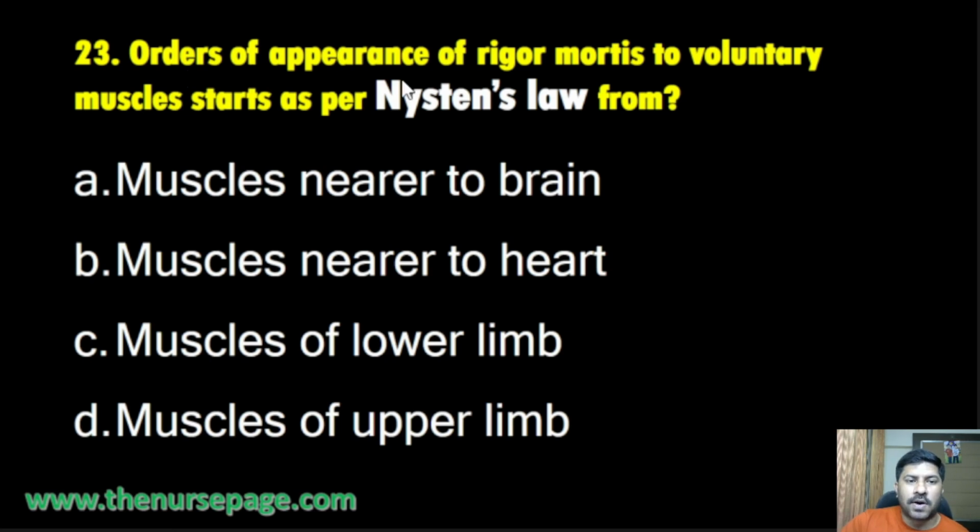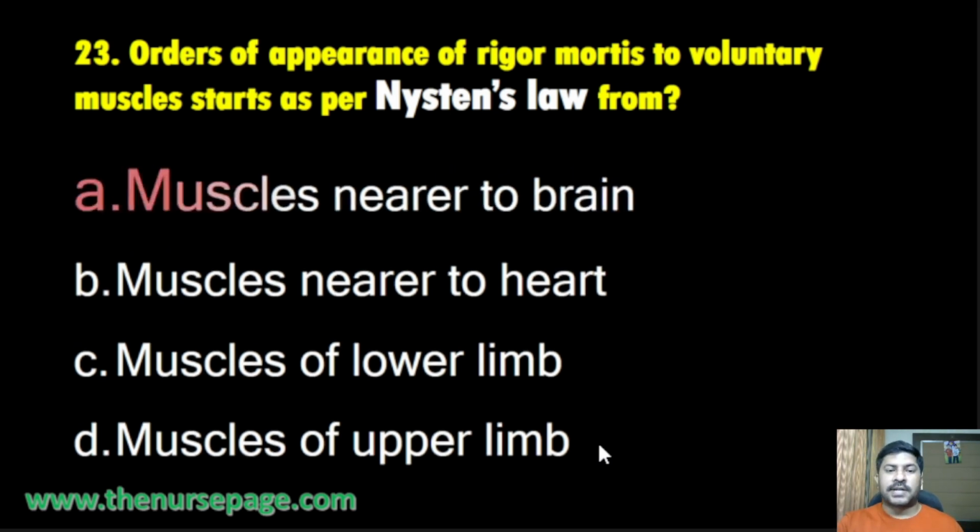23rd question. The order of appearance of rigor mortis in voluntary muscles, as per Nysten's law, starts from: muscles nearer to the brain, muscles nearer to the heart, muscles of the lower limbs, or muscles of the upper limb. Nysten's law states that there is a certain order for rigor mortis in voluntary muscles. The correct answer is the muscles nearer to the brain.